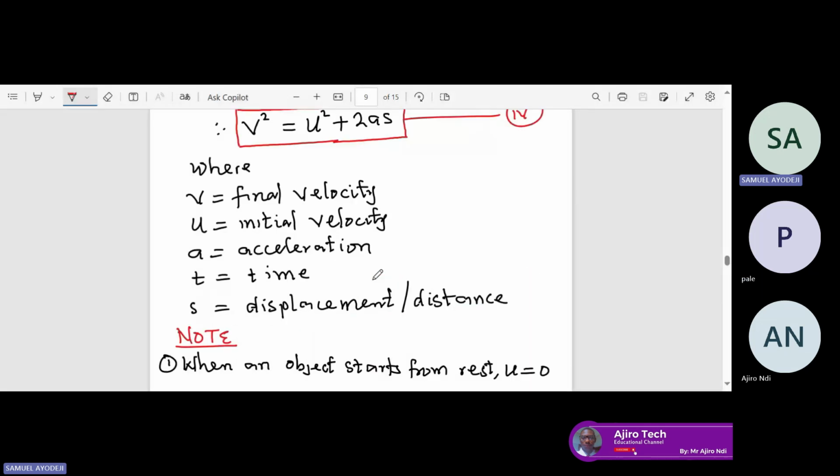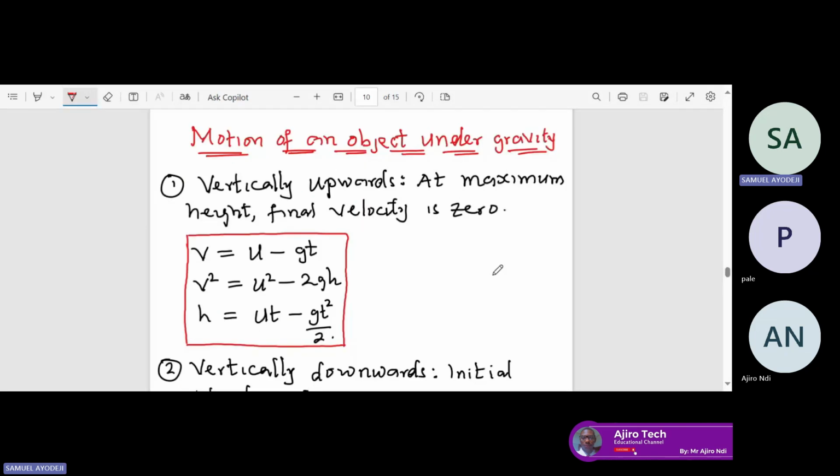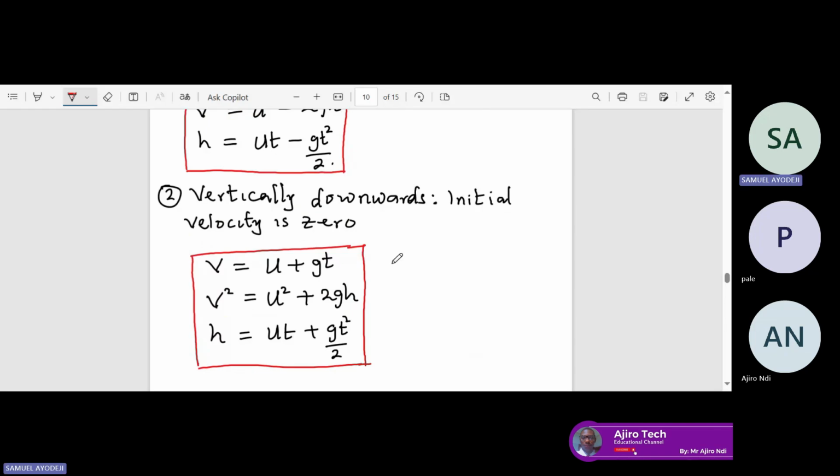So let me wait. Objects start from rest, like zero, this and this. For motion under gravity, what's the difference? The only difference is the same formula, but when moving vertically upward, g is taken to be negative, and the final velocity is equal to zero, the vertical component. When it's coming down, vertically down, g is positive.